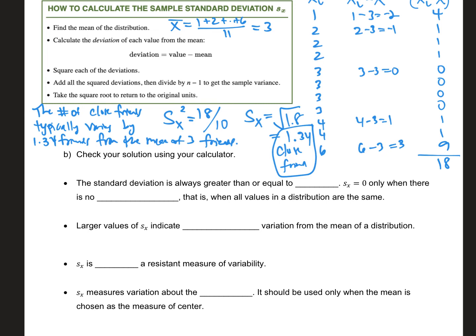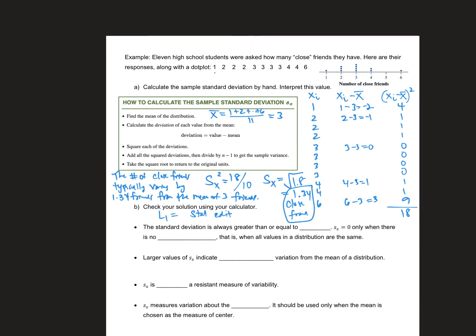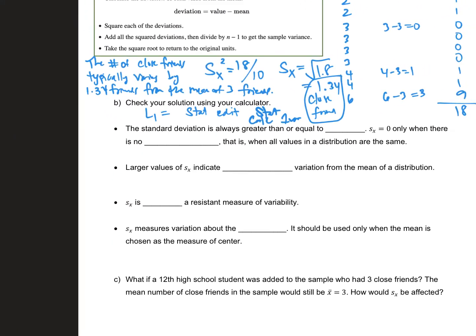But to check your solutions on your calculator, let's do this. Maybe I could walk you through this. If not, we'll do it in class. You'll go to Stat, Edit, and then put these 11 numbers in L1 in your calculator. Then you would go to Stat again, over to Calc, and it's the first one, 1-Var Stats. Let's do this together in class. We'll have time on the block.